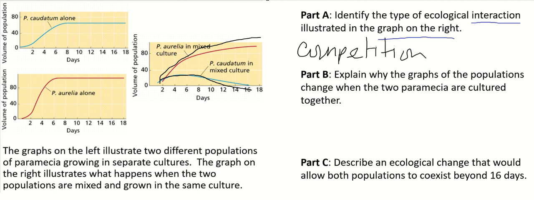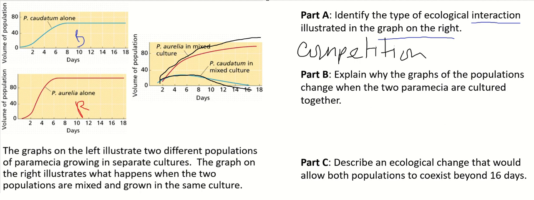Students sometimes say this is predator prey. Let's call the graph that's red paramecium, and the blue, let's call that blue paramecium. Students will think the red paramecium are preying on or eating the blue paramecium, and that's not the case, because if that was the case, then the red paramecium would run out of food and you would expect their graph to go down too.